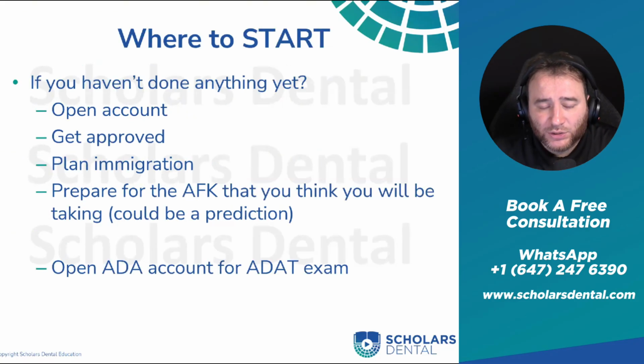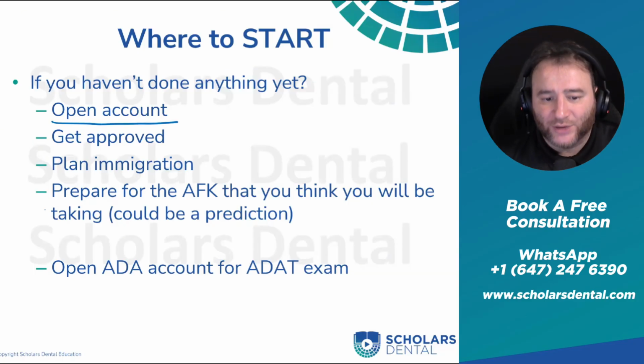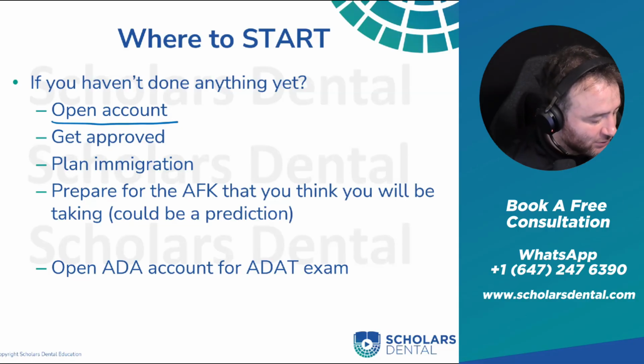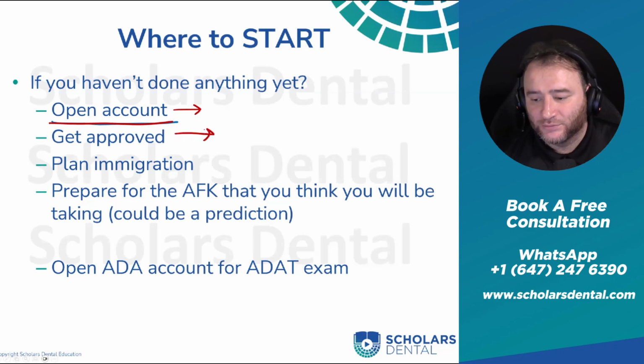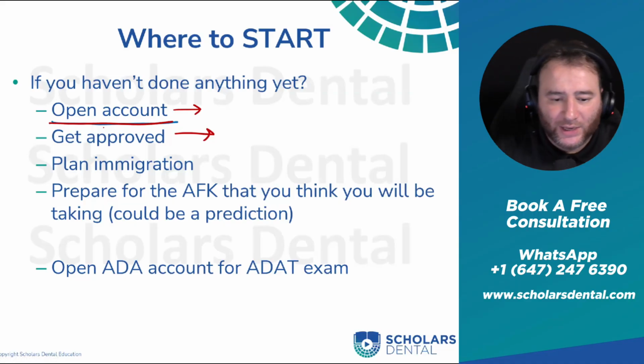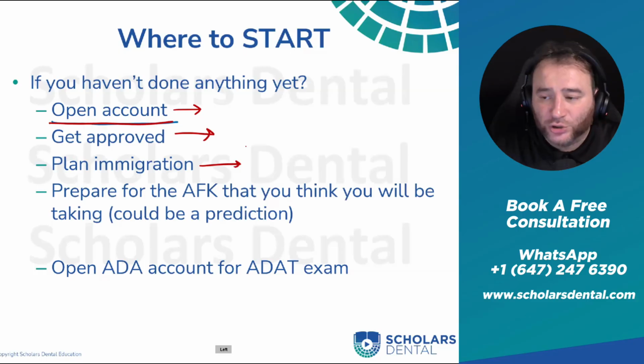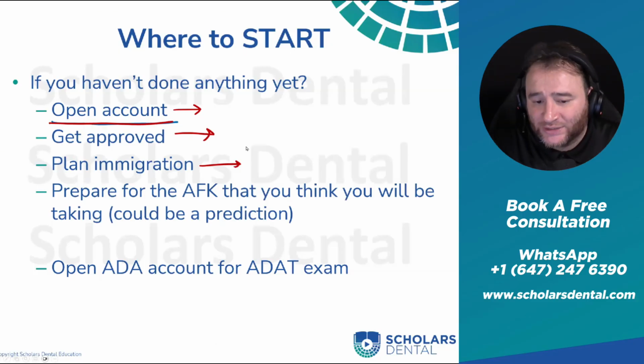Okay. So this is the final slide. Where to start after all of this? If you haven't done anything, open an account. Okay, let me use a different color here. Okay, so open an account. Get approved. Work on this. If you haven't started, do this, right? And plan your immigration. That's long term. You don't have to do this for AFK or ACJ, but plan it.